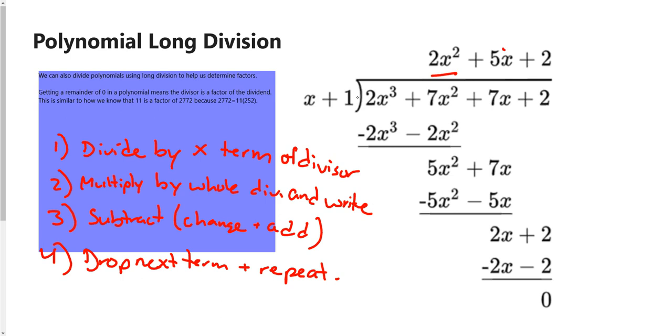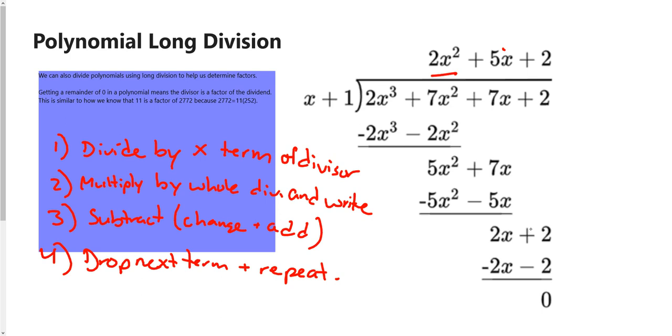5x times x plus 1, 5x squared plus 5x. Change the signs and add. Cancels out. 7 plus negative 5 is 2. 7 minus 5 is 2.